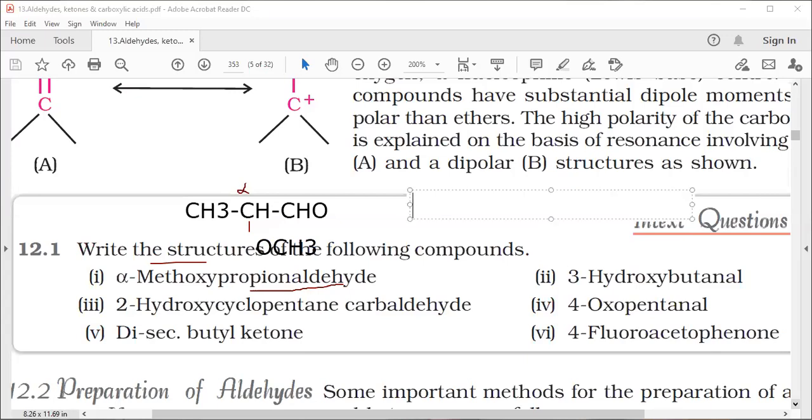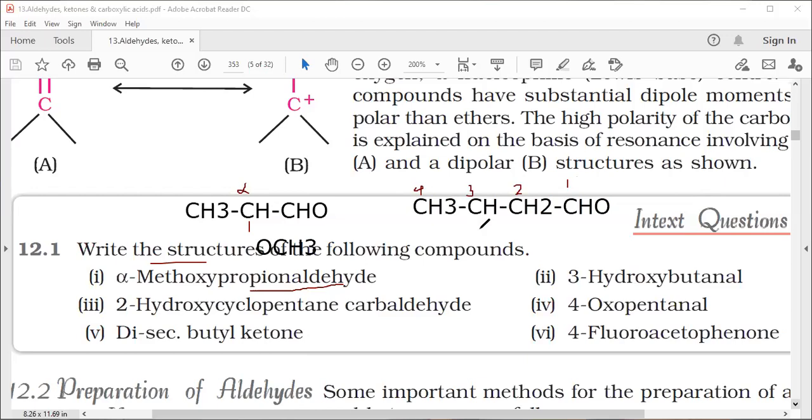CH3, 3-hydroxy, CH, CH2, CHO. Counting from right side. So 1, 2, 3, and 4.